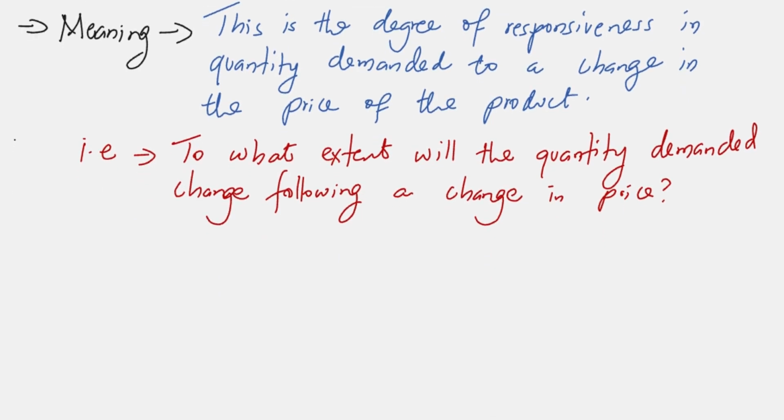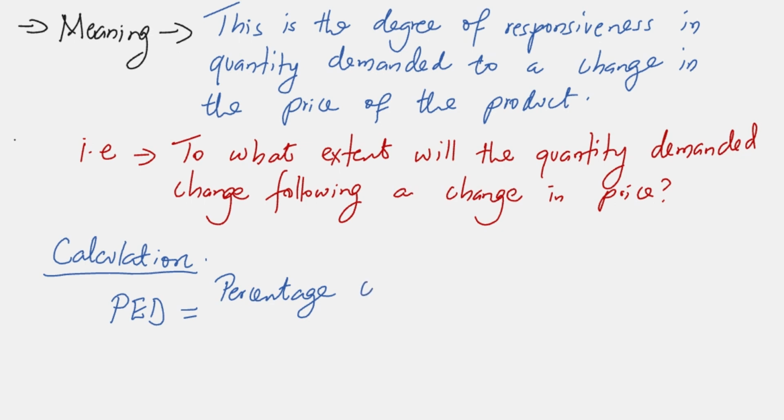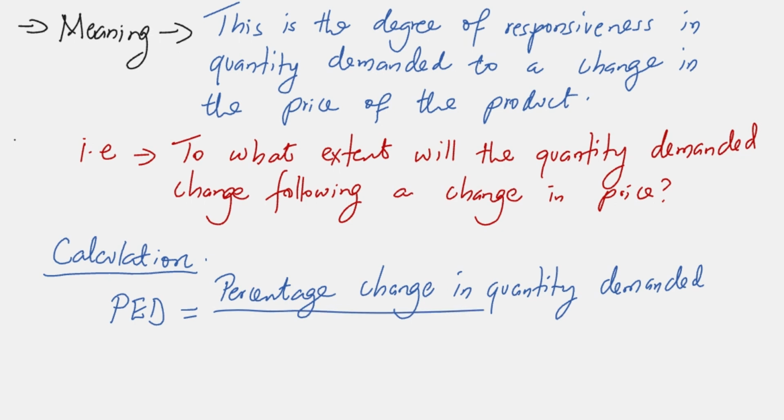So the degree of responsiveness in quantity demanded to a change in price is known as the price elasticity of demand. How do we calculate it in economics? The price elasticity of demand is given by the percentage, because you're looking at proportionate change, the percentage change in quantity demanded divided by the percentage change in the price of the product.